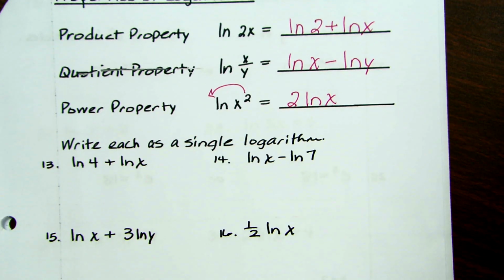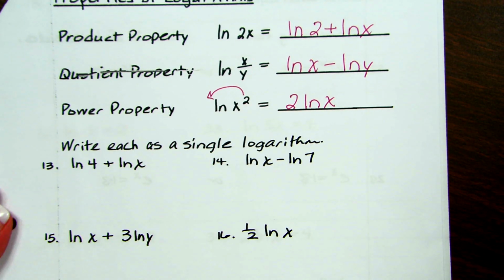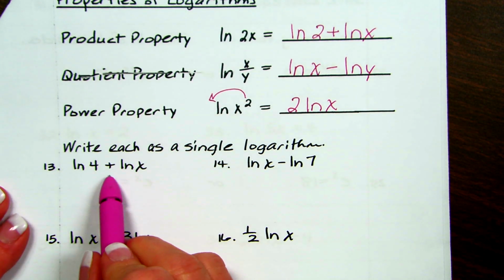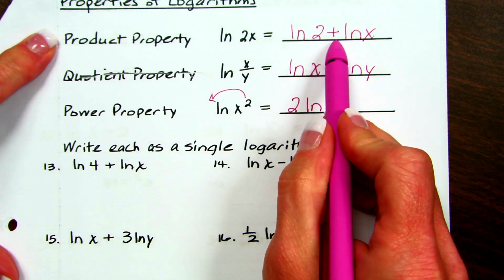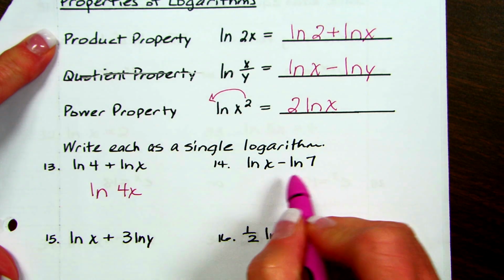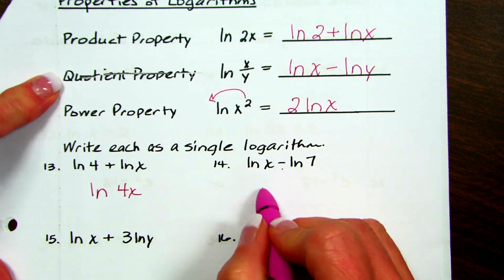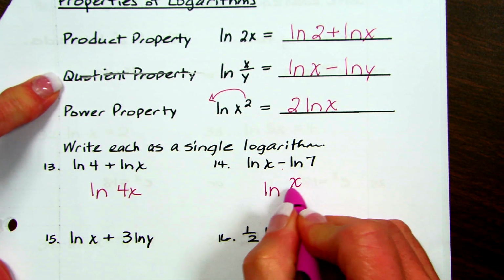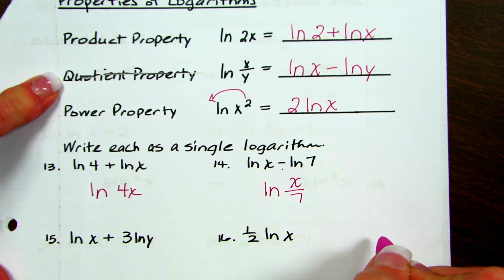And then here are some examples where we're going to condense. If we want to write this as a single log, we see that it has the plus, so it's the product property, so that would become the natural log of 4 times x. This has subtraction, that's the quotient property. This would become the natural log of x over 7, or x divided by 7.